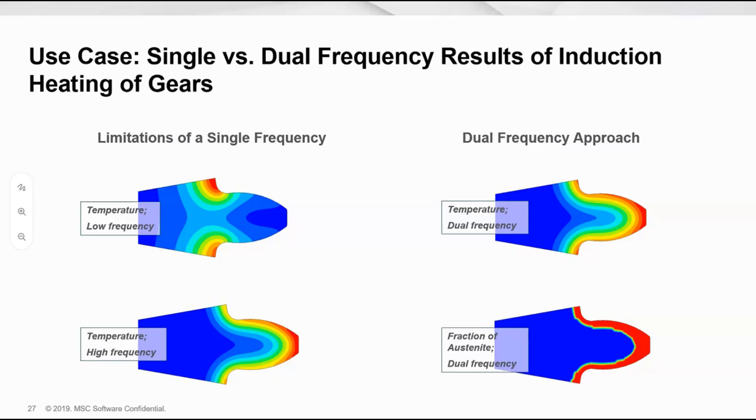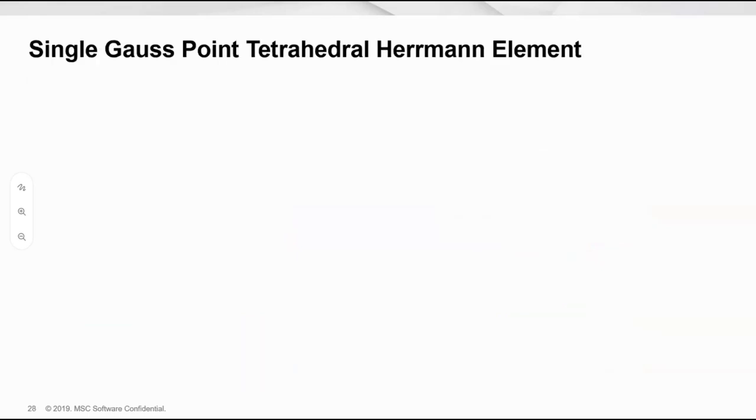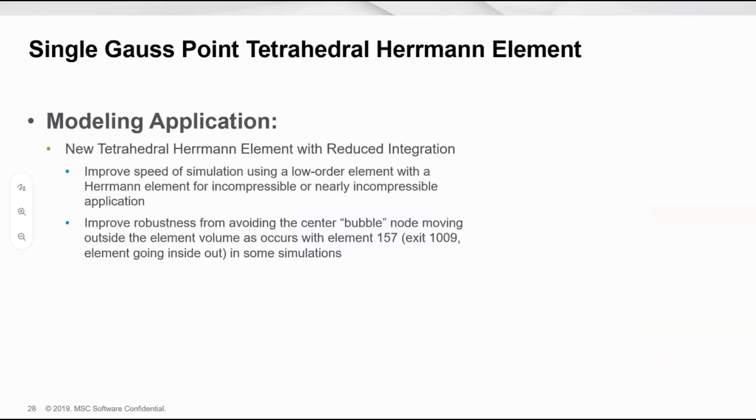Now the next enhancement is the single Gauss point tetrahedral Herrmann element. So as Matthew would say, this could also belong to the smart solver as well as the workflow. Matthew and I were talking about it, and it depends on how you use it, but it could belong in both criteria. So anytime we introduce reduced integration, it tends to improve everything associated with that.